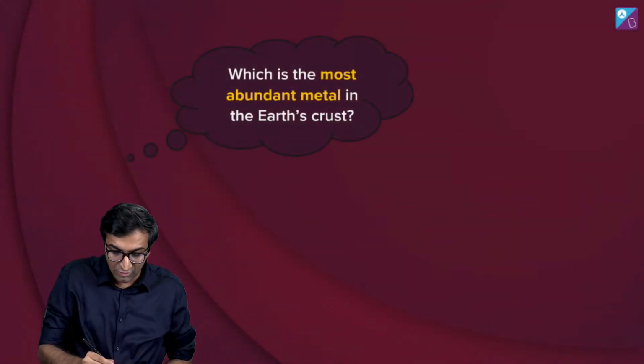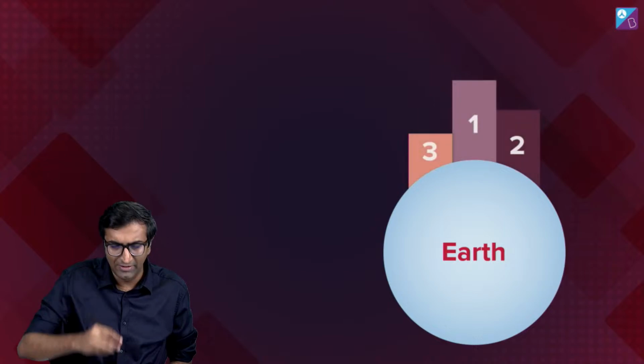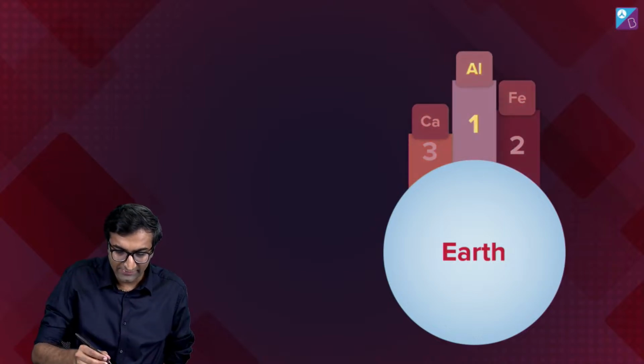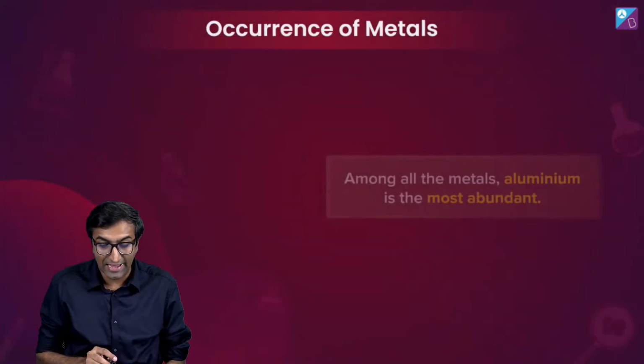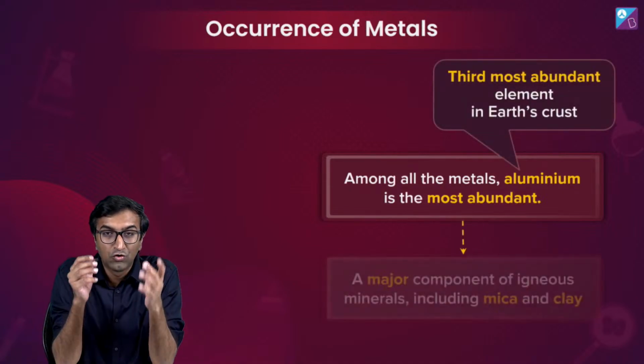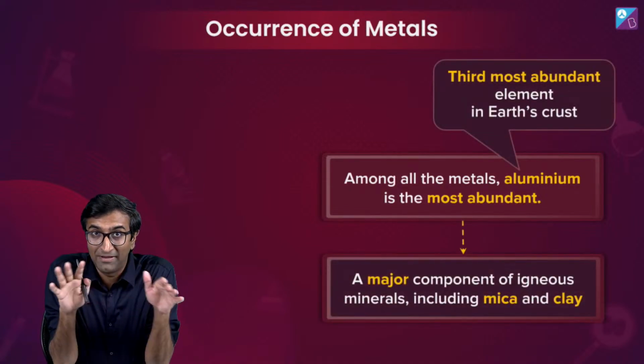So सबसे ज़्यादा abundant metal कौन सा है? I've already told you. First one is aluminium from that graph, right? And next is iron and next is calcium. So aluminium के बारे में लोग क्यों पढ़ते हैं? And this is very fancy. I'm not making this up, right?